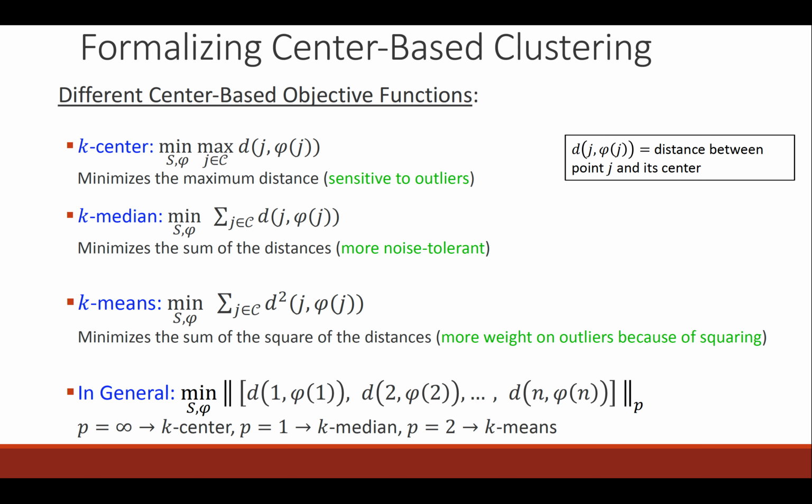All of the center-based clustering objectives can in fact be written in one unified form. Specifically, if we form a vector where the first entry is the distance between the first point and its assigned center, the second entry is the distance between the second point and its assigned center, and so on, and we stack these values up in a vector, then the different clustering objectives just correspond to taking different p-norms of the vector. When we take the infinity norm, we get the k-center objective. When we take the 1 norm, we get the k-median objective. And when we take the 2 norm, we get the k-means objective.